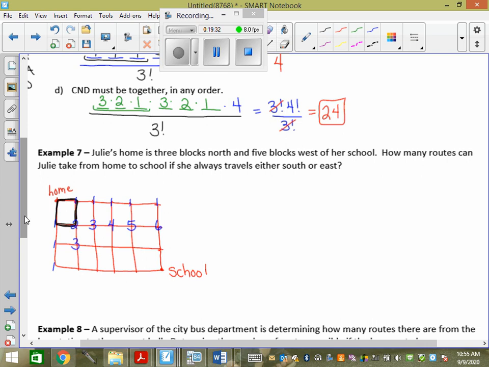1 and 2, so this is 3 paths. 3 and 3, so it's 6. 6 and 4, so it's 10. 10 and 5, so it's 15. 15 and 6, so it's 21. 1 and 3, so it's 4. 6 and 4, so it's 10. 10 and 10, so it's 20. 20 and 15, so it's 35. 35 and 21, so it's, I want to say a 6, but it's a 5. 56.